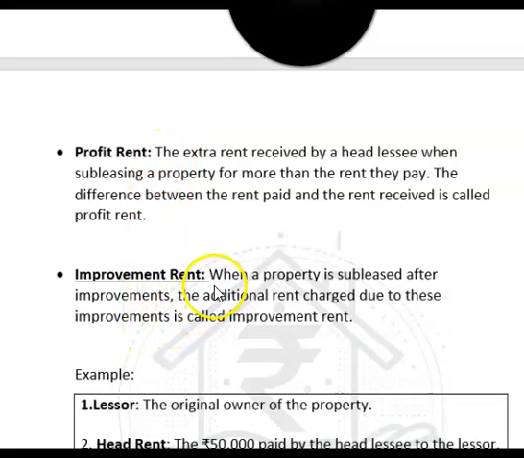Third is improvement rent. When a property is subleased after improvement, the additional rent charged due to this improvement is called improvement rent.